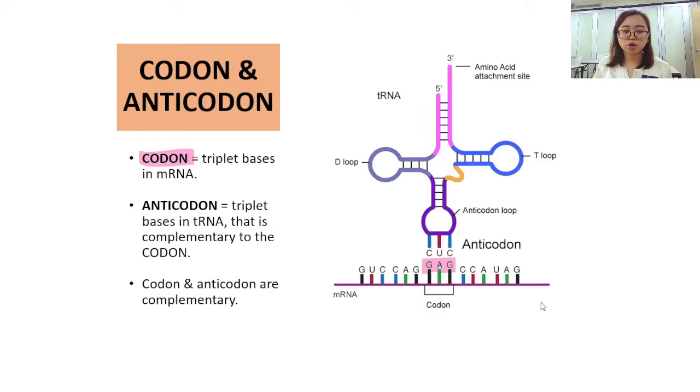Your anticodon is the triplet bases in tRNA that is complementary to the codon. So kalau codon adalah di mRNA, anticodon ada di tRNA. Dan dialah yang bermatching dengan codon. So this part in green is an anticodon. Your codon and anticodon will be complementary. That means they have nucleotide bases that match each other.